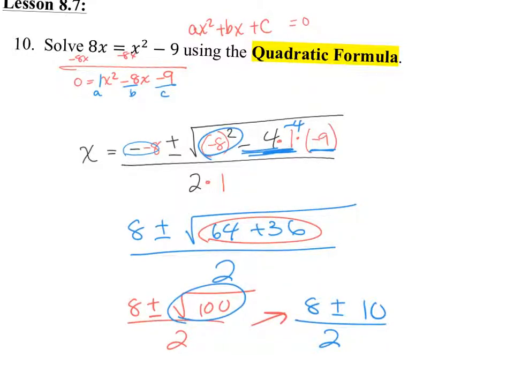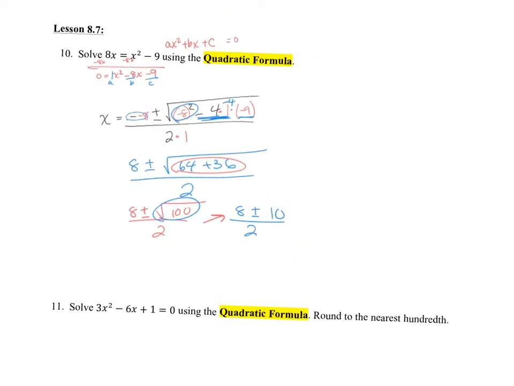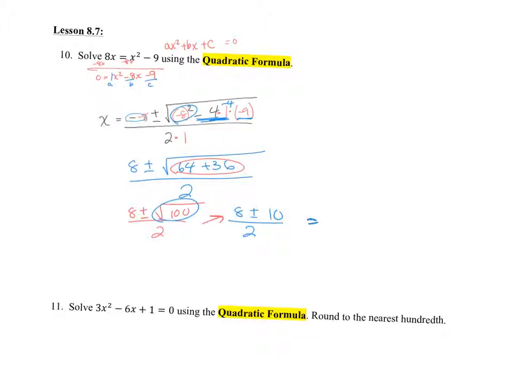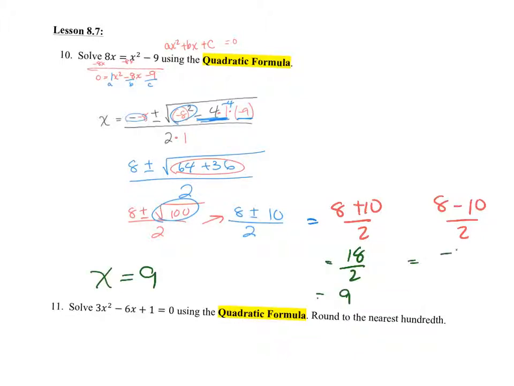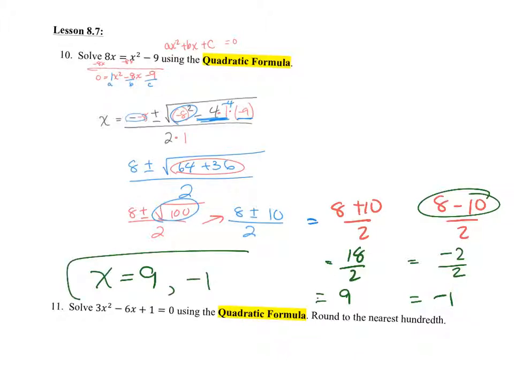And remember what this represents. This here represents 8 plus 10 divided by 2 and 8 minus 10 divided by 2. So that when you do 8 plus 10 is 18 divided by 2 is 9. That's one answer. And 8 minus 10 is negative 2, divided by 2 is negative 1. So my answers are 9 and negative 1.